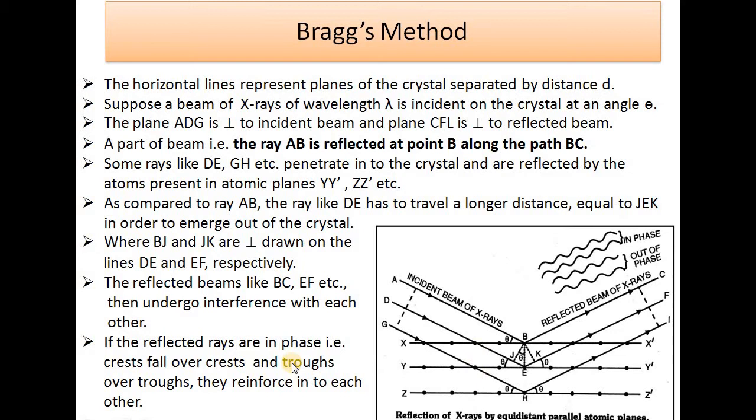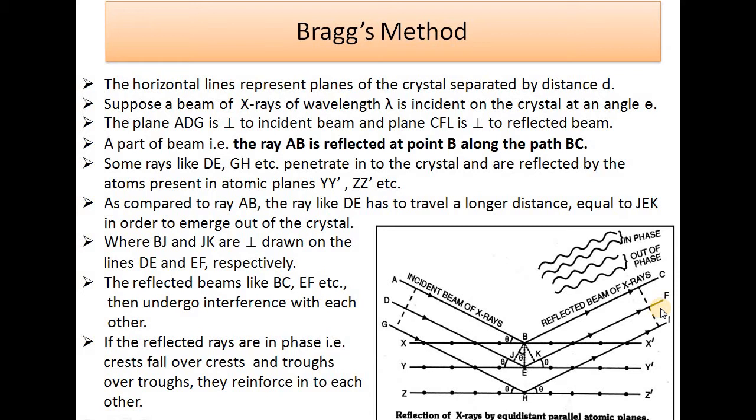Now suppose a beam of X-rays of wavelength lambda is incident on the crystal at an angle theta. At an angle theta, a beam of X-rays was incident on these planes. Now the plane ADG is perpendicular to the incident beam of X-rays, whereas plane CFL is perpendicular to the reflected beam.